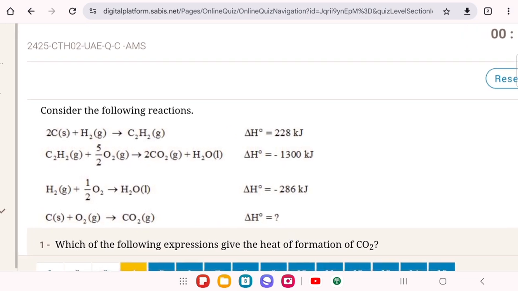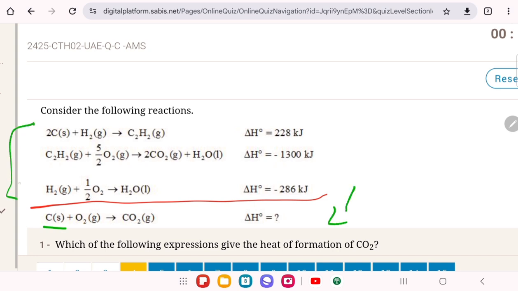So question number 4. This is something derived from Hess's law, which we will reach later. Here is a really deep way on how to do it, so please pay attention. In the final product of these three reactions, we have C solid plus O2 gas gives us CO2 gas. So the only three elements and compounds we need are C, O2, and CO2.